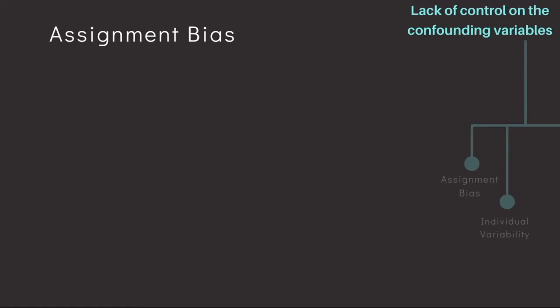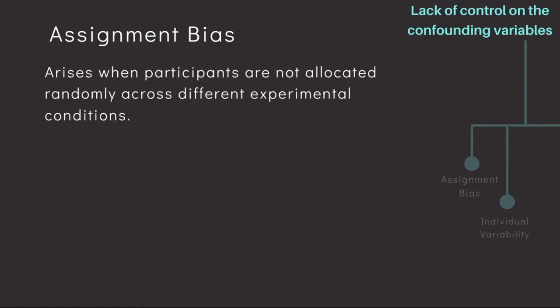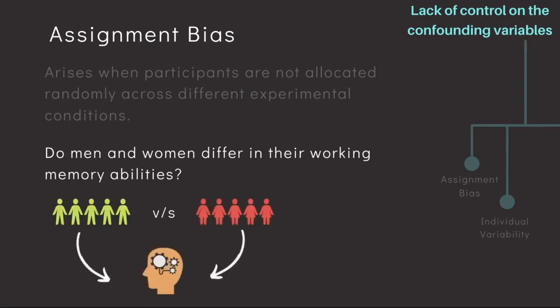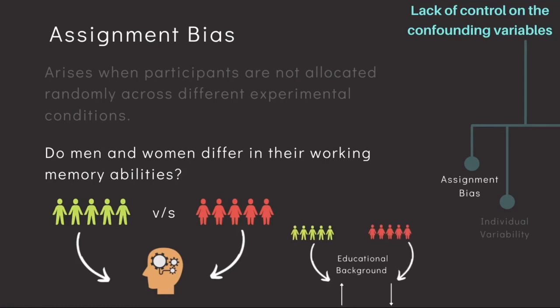The issue of assignment bias arises when participant allocation across the different experimental groups and conditions is not undertaken randomly. Let's understand this with an example. Imagine you're trying to study if there is a difference in the working memory abilities of women versus men. Imagine while recruiting and allocating the participants, the researchers did not match the educational background of the participants such that they ended up recruiting men who had higher educational background than women. Now, this situation is likely to introduce the assignment bias issue.